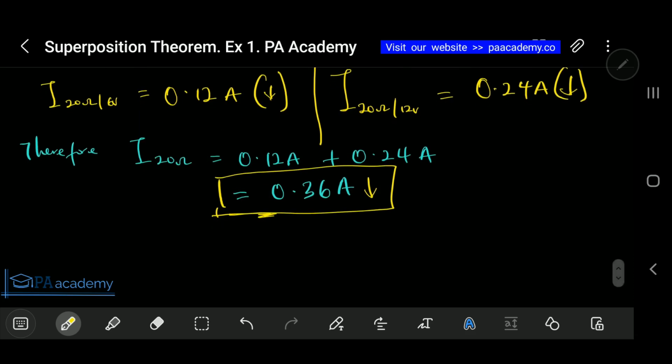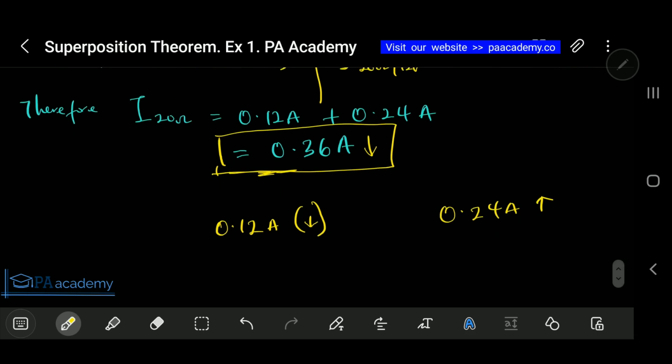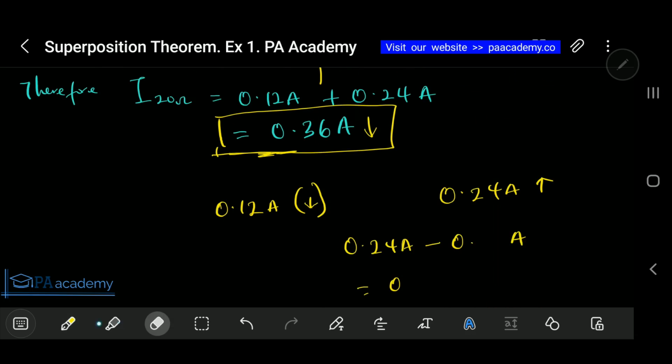But let's say, for example, we got the first value to be 0.12 amperes towards the downward direction. This is just an illustration, please. We've already finished this solution here. And then we've gotten the second value to be 0.24 amperes in this direction. So what you just do is take the one that is higher. 0.24 is higher, so it will be 0.24 minus 0.12. Because they're in opposite directions, that will give us 0.12 amperes.